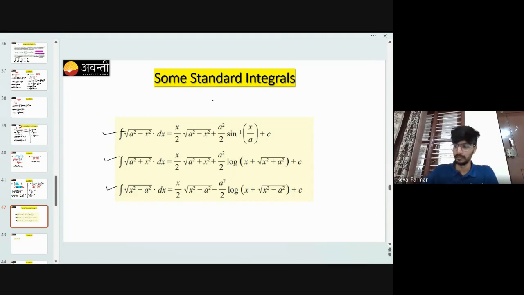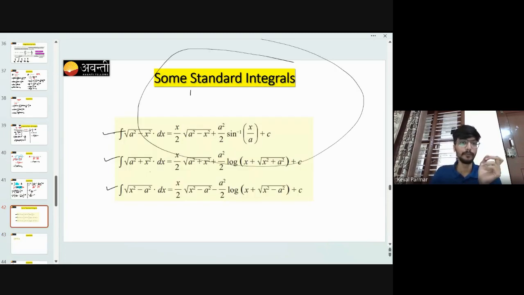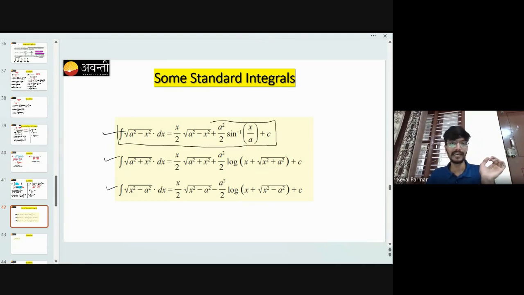Now, let's look at the questions. Here, this is direct. This is basically the proof. If I have to prove the first formula, how will I prove it? Now believe me, these proofs are asked in the NCERT board exams for 4 marks or 3 marks. So it is very important to learn this.